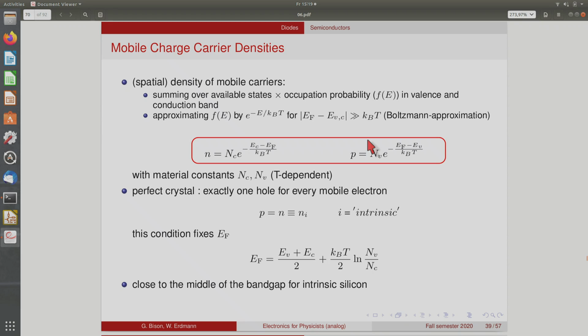For a perfect crystal, you always have that the two are the same, which defines your Fermi level. And this density that you have then for holes and electrons is called the intrinsic density. As I said, this condition fixes the Fermi level. If you say that these two are equal, you can extract the Fermi energy from this, and it's usually very close to the middle of the band gap, plus a small correction that depends a bit on temperature.